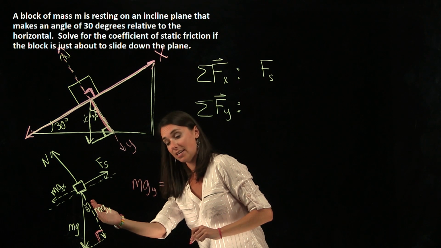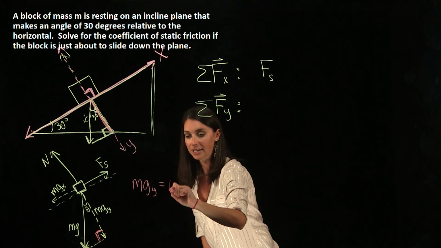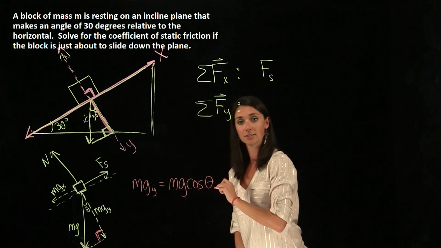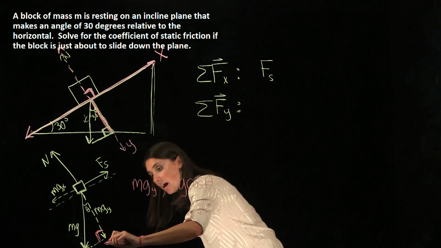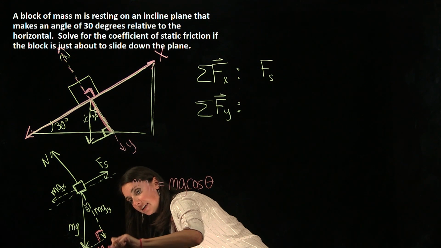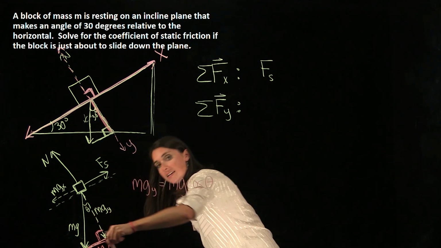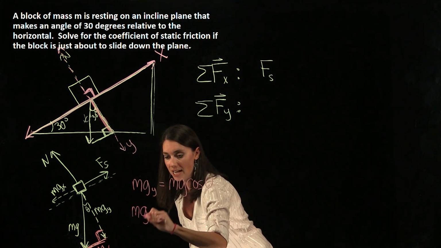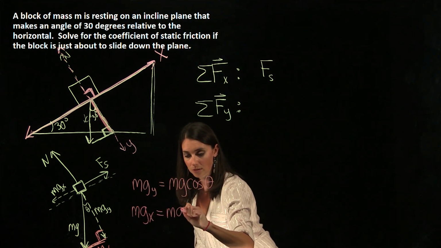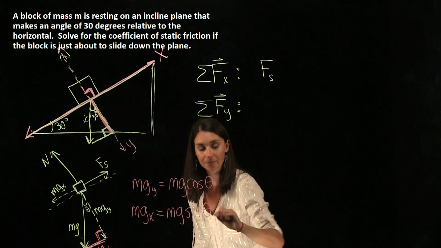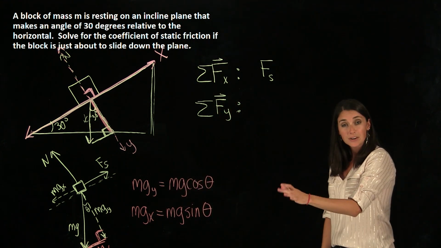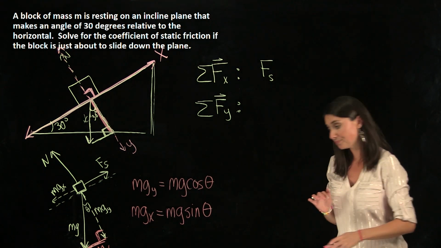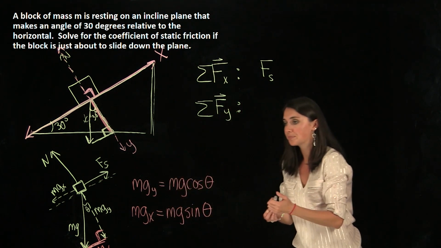mgy is adjacent to the angle, so that's going to be related to cosine. So that's going to be mg cosine theta. And then that opposite side here, that's where your mgx comes from. That side, opposite to the angle, is associated with sine. So we know that mgx is going to be mg sine theta. Now we've written our gravitational force a little bit differently so we can use it in our equations. So I'm going to apply those at this time.